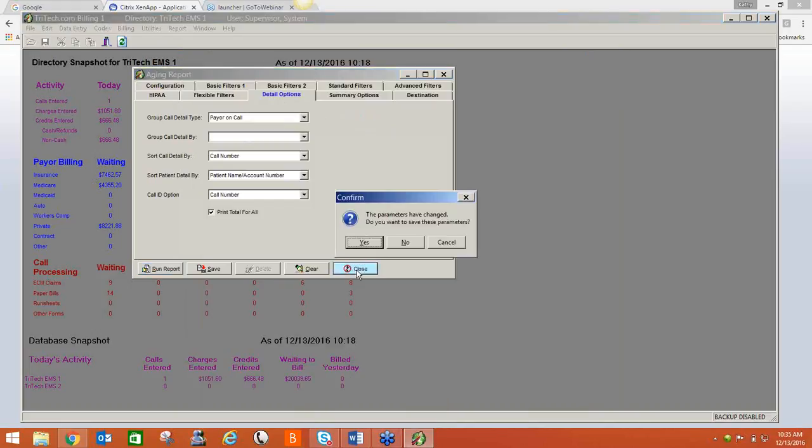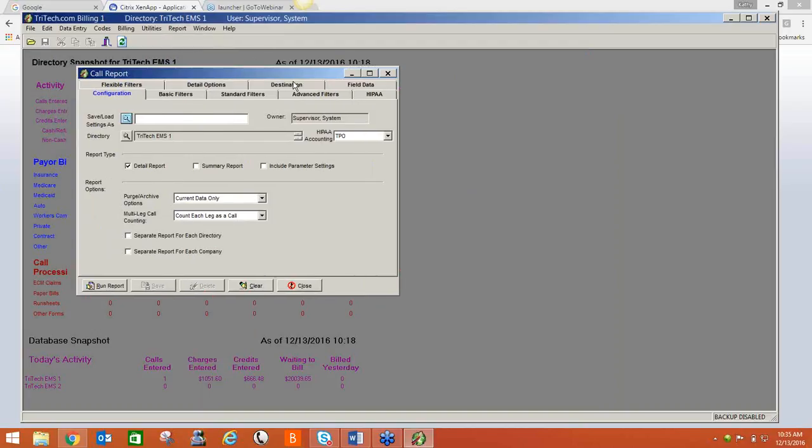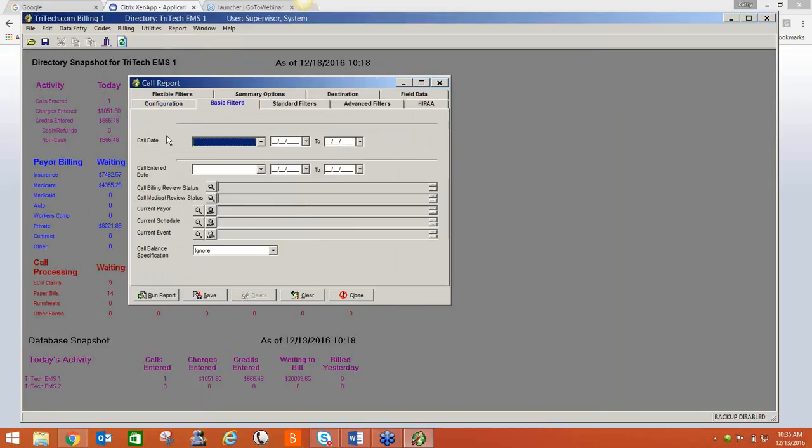So that's the first report, our aging report, which again is a snapshot of what our accounts receivable looks like. The next report that people told me they're interested in is how many calls did they have during the year. And so we could actually run, again, just a summary report based on the call date.